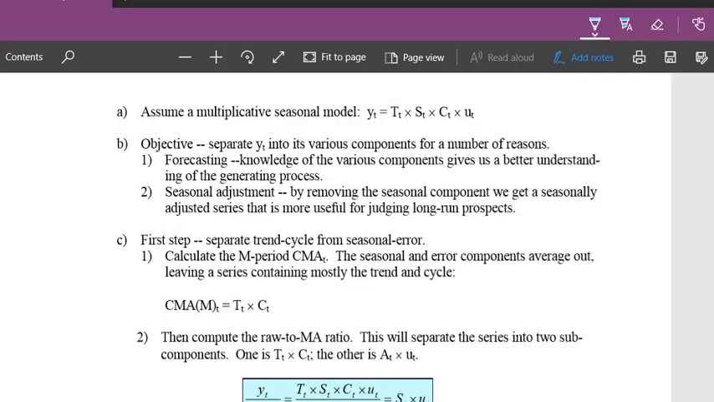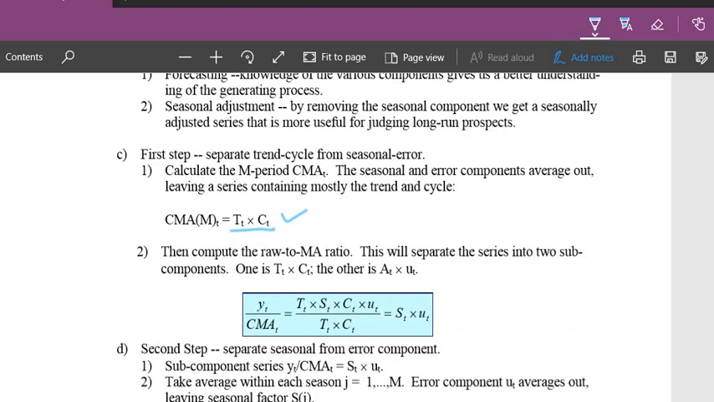So we know that when we compute the CMA, we obtain only the trend and the cyclical, because when we take the CMA, we remove the seasonality and the error. So what is left is trend and cyclical only. Next step, you want to find the seasonal. So we divide the observed data or series by the CMA. So we cancel out these 2, and what is left is seasonal and the error terms.